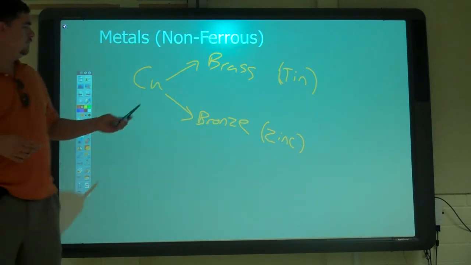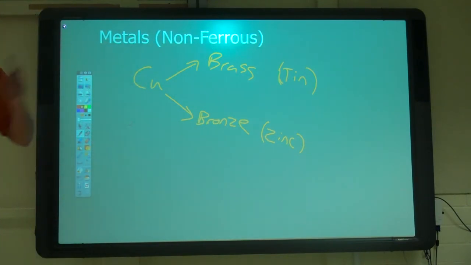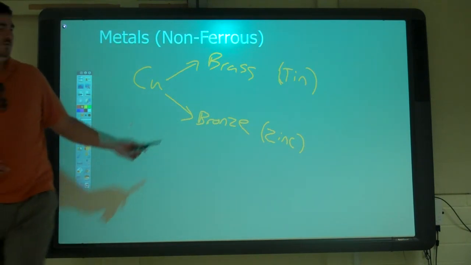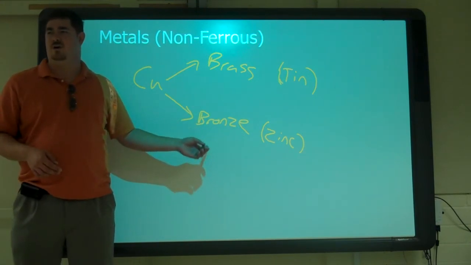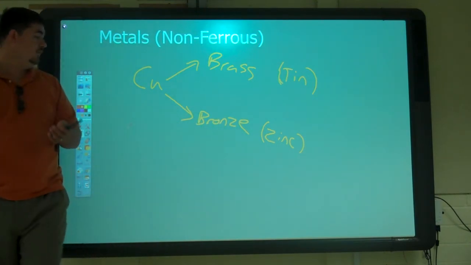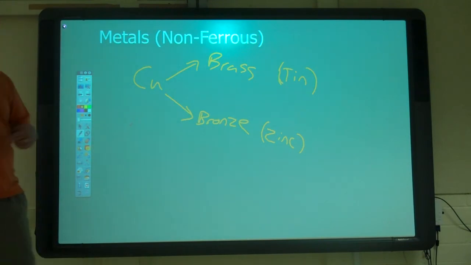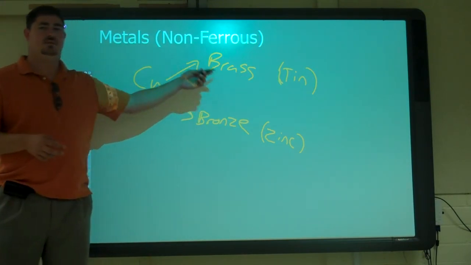So, which one do we use more in manufacturing stuff? Brass. Bronze is more what? Expensive. More expensive, more artistic kind of stuff they do with bronze. For manufacturing use, we use brass for things.